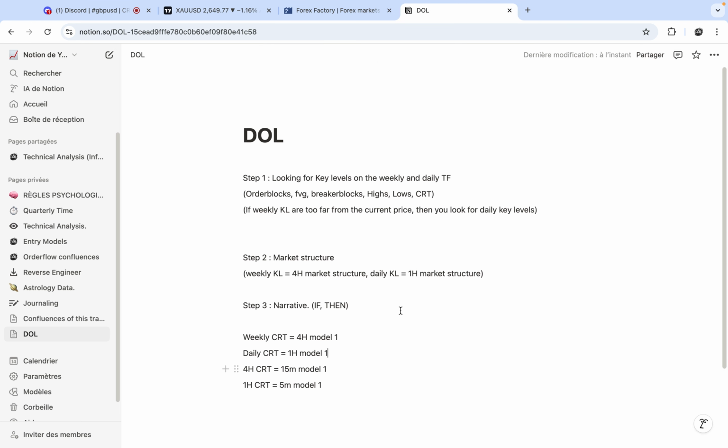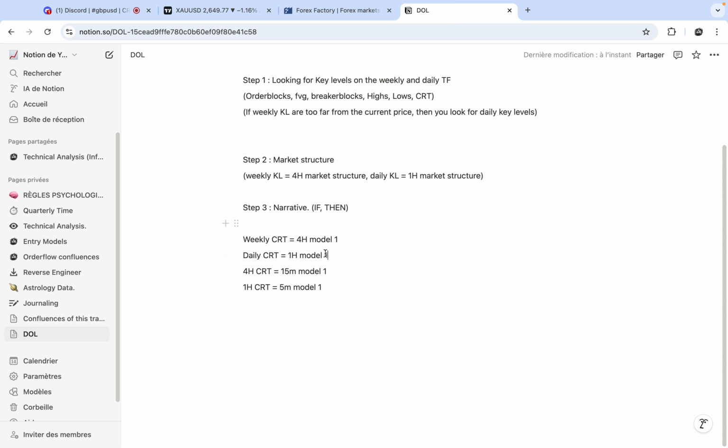So for entries, these are the ones you want to look for. Daily CRT equals 1 hour model 1. 4 hour CRT equals 15-minute model 1, right?